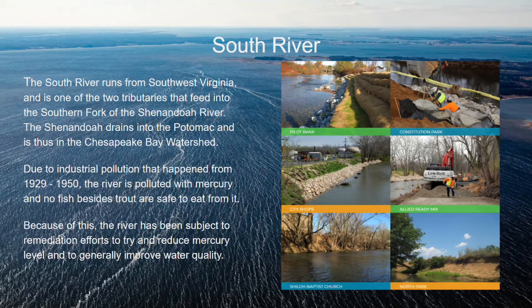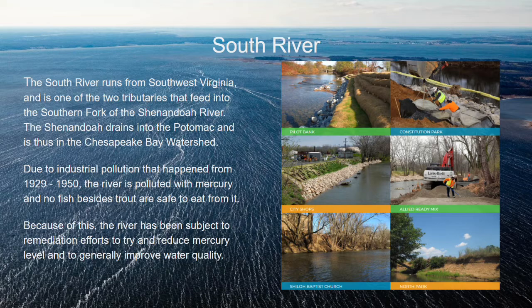And this led us to the South River, and the South River is in Southwest Virginia. It's one of the two tributaries that feed into the southern fork of the Shenandoah. The Shenandoah drains into the Potomac at Harper's Ferry, and then of course, the Potomac drains hundreds of miles south into the Chesapeake Bay. So that links it right there.